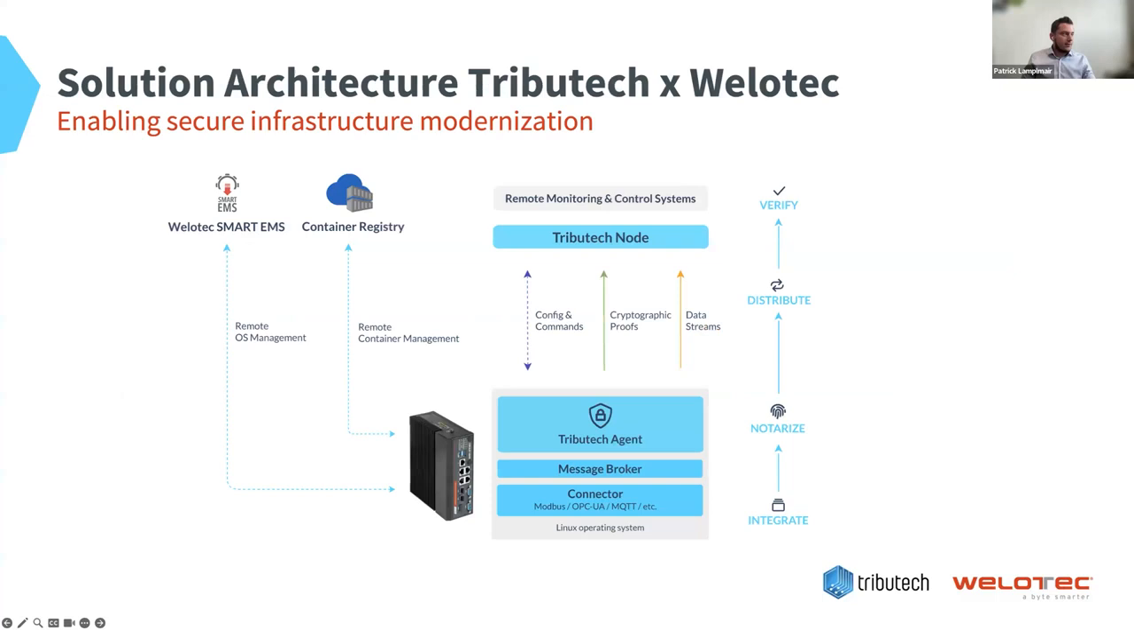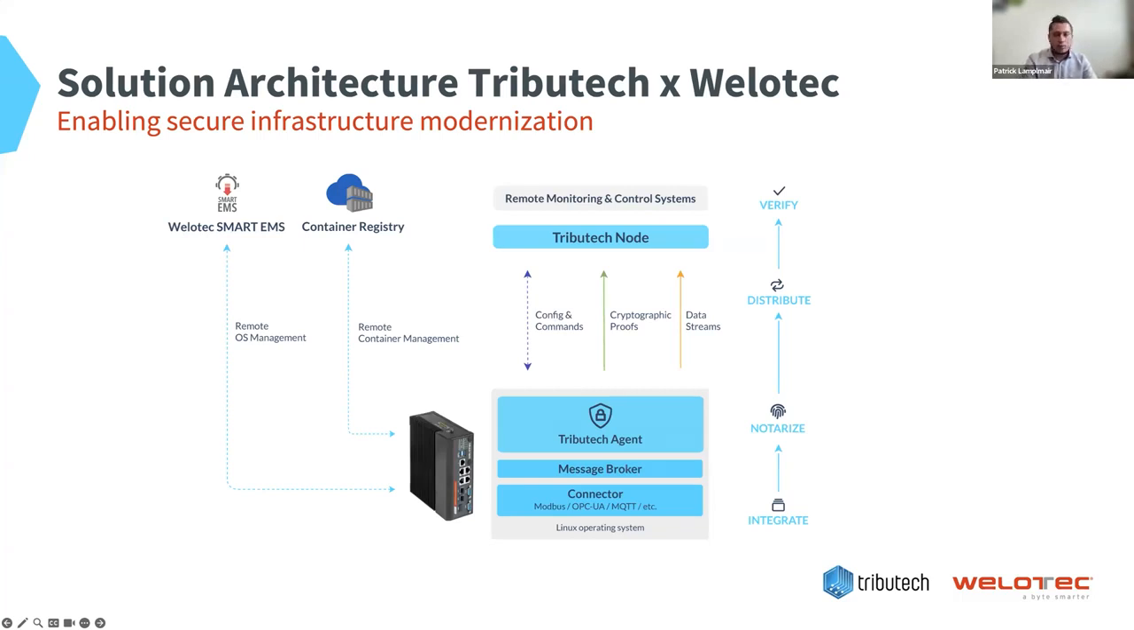And on the next slide, we see a reference architecture from both solutions, which showcase how you can implement this technology together. So here we see a Welotec industrial IoT gateway, which also allows the installation of applications through a remote container management. And at Tributech, we have the Tributech Agent, the product, which also includes a message broker and a connector for common protocols. So you can connect your sensors through Modbus, for example.